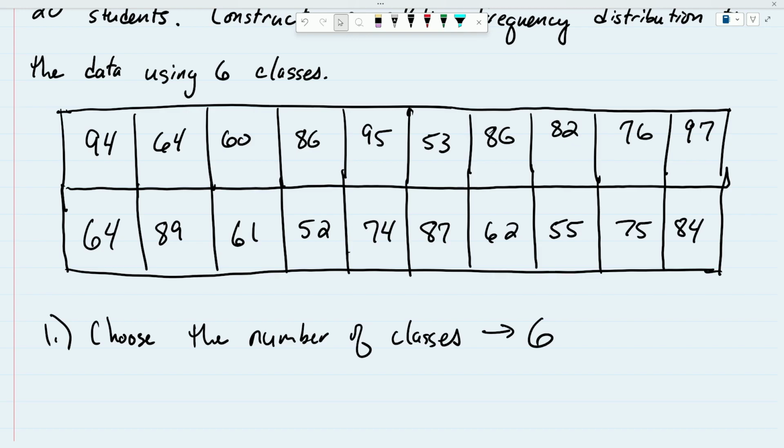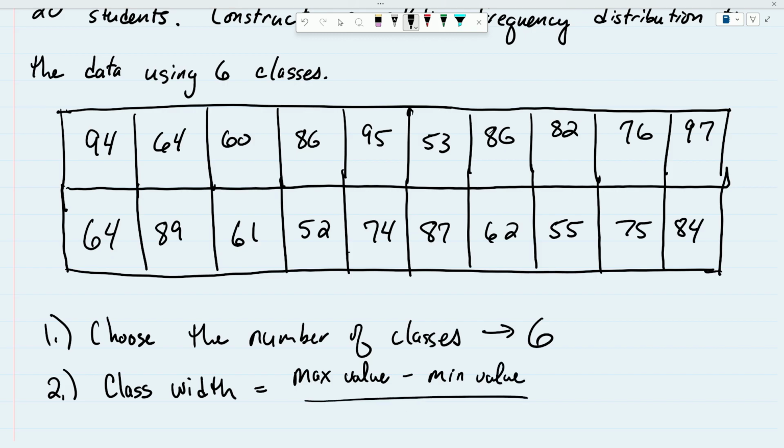Okay. Now, step number 2 is we always want to find our class width. All right. So if you just remember from the notes, the class width is the max value minus our min value, and this is all divided by the number of classes. Okay. And we always round this number up. All right. So we always round up.